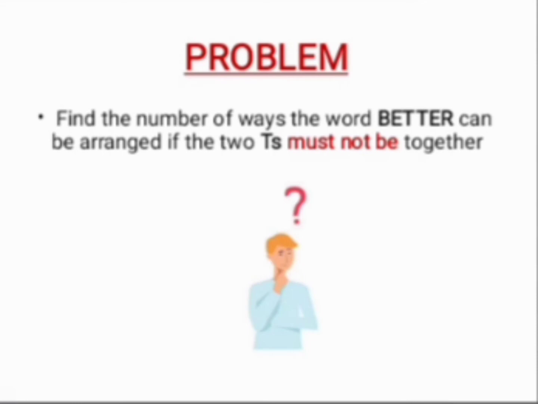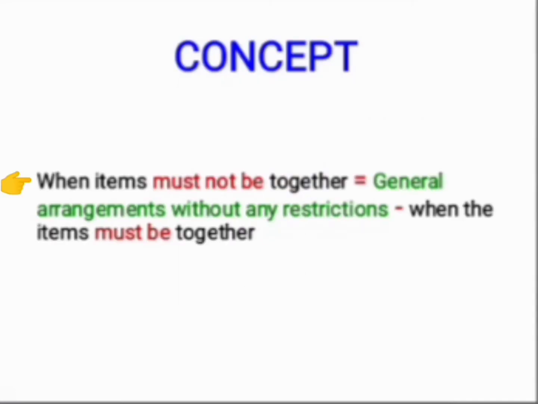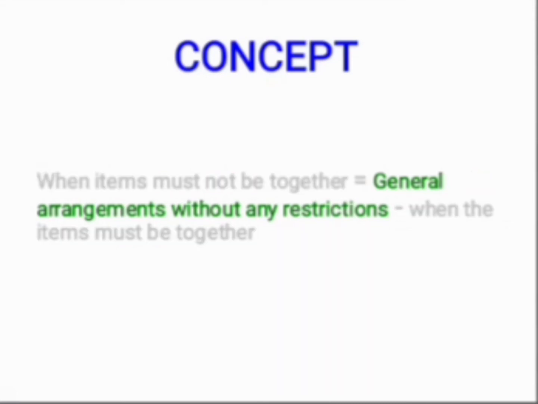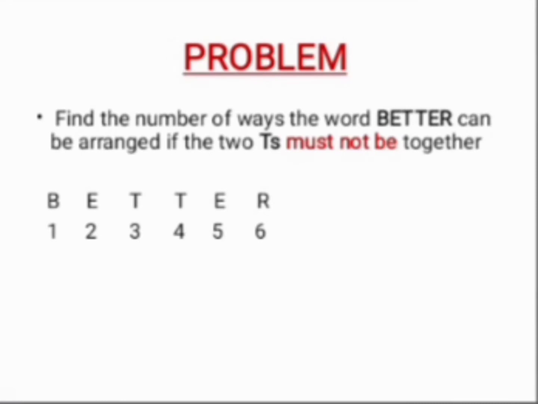Whenever you are asked to find the arrangement when particular items must not be together, use the concept: when items must not be together is equal to general arrangement without any restriction minus when the items must be together. So what we need to do is to find the general arrangement first. There are 6 letters in the word better, with 2 letters E and T being repeated. The number of ways to arrange these letters is 6 factorial divided by 2 factorial times 2 factorial. The 2 factorial at the denominator represents the repetition of E and T in the word.